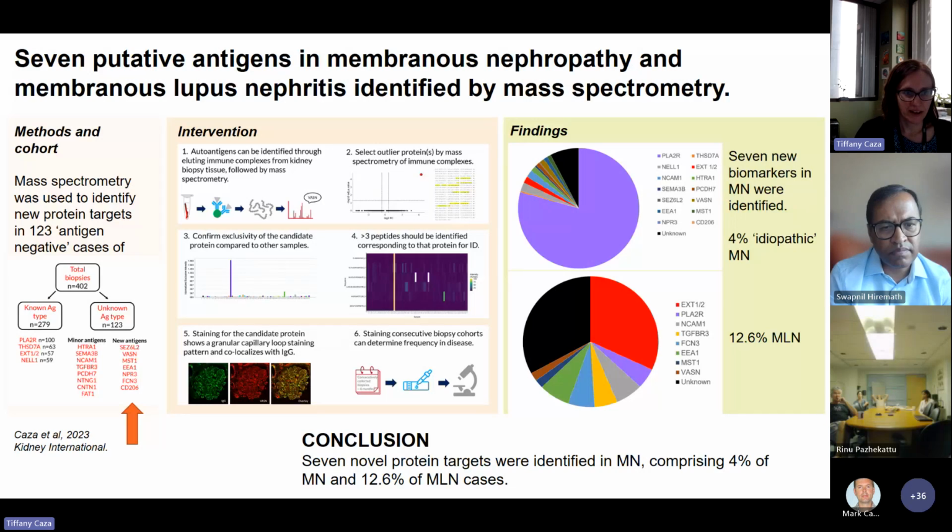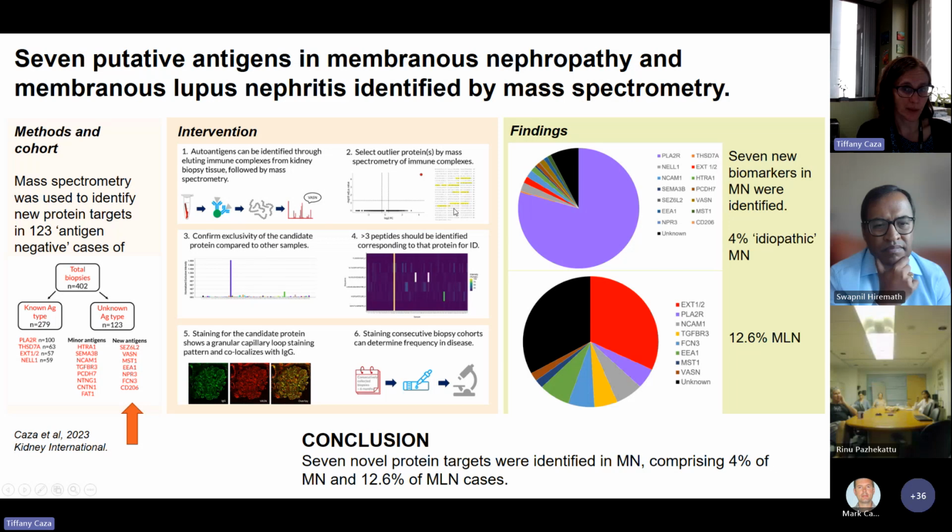At Arkana, we identified 7 new antigens in membranous nephropathy and membranous lupus nephritis. These are potential antigens that we're still looking for antibodies to in serum. That's particularly because we identified these during the pandemic, where patients weren't going out for phlebotomy, so it was very hard to recruit in that instance. But we did protein G immunoprecipitation to identify target antigens.